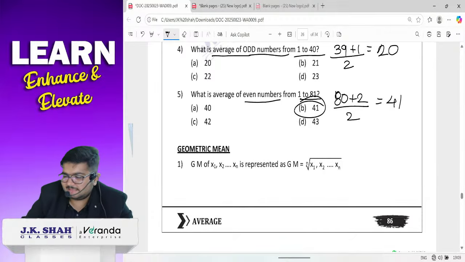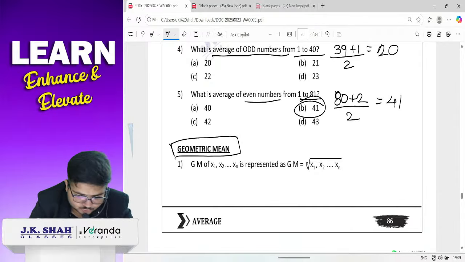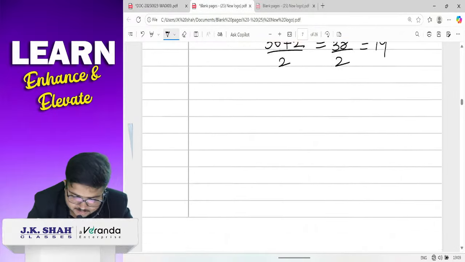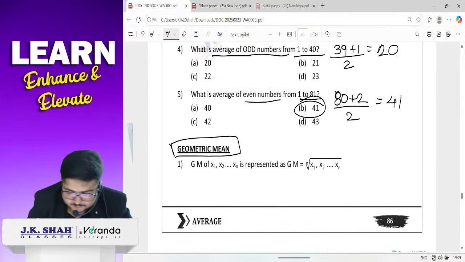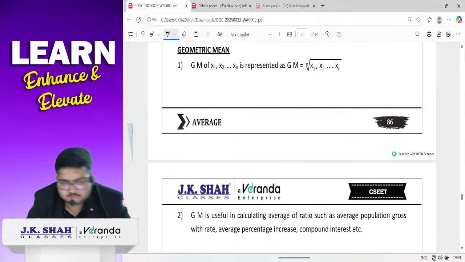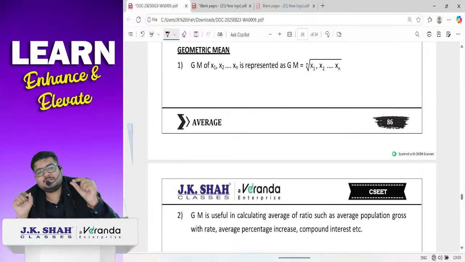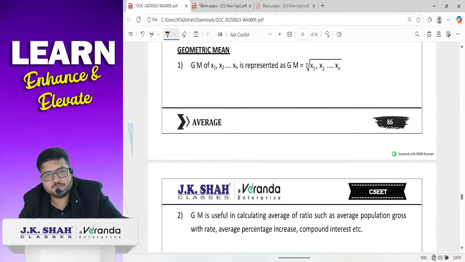Here your arithmetic mean is over. Let us move forward to geometric mean. Now what is geometric mean? First of all, in the question there won't be any mention that you have to do the sum by arithmetic mean, geometric mean, or harmonic mean. There will be no such instructions given to you in the question.